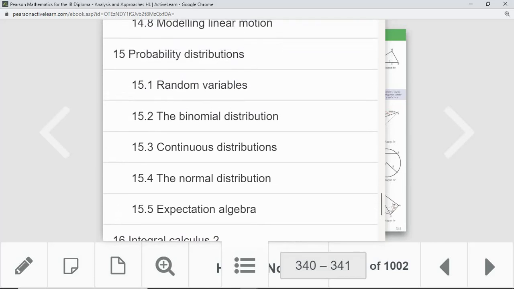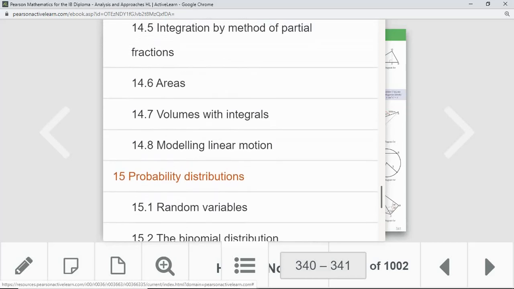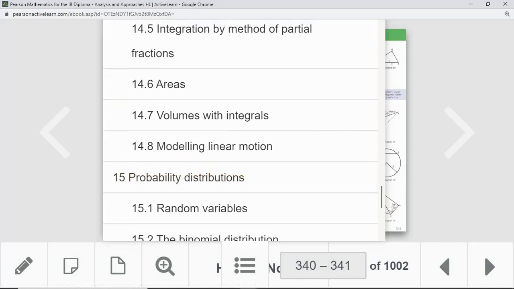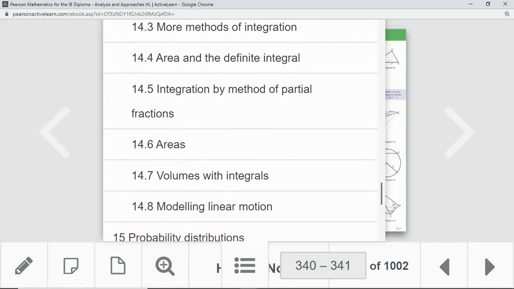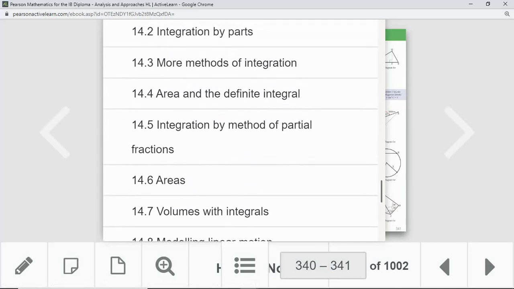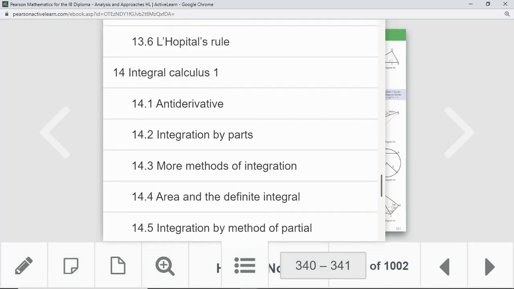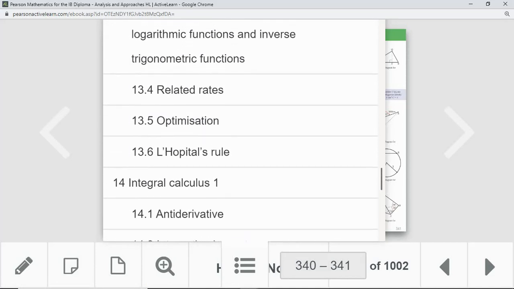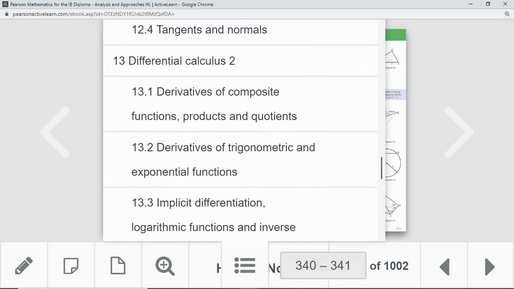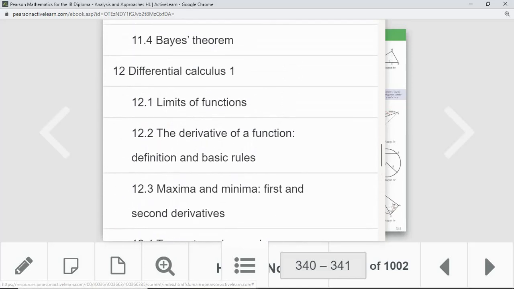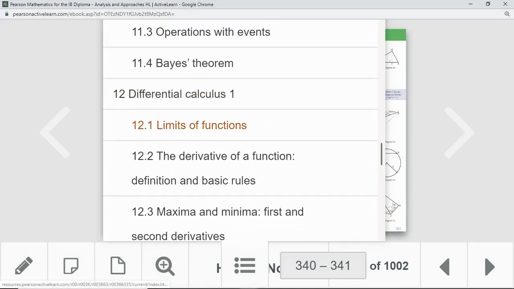So as you can see, we're in a pretty good spot with regard to how much we have covered. And this is just to give you an idea of where we're headed and where we are at the moment. So without further ado, let's begin today with the video on limits of functions.